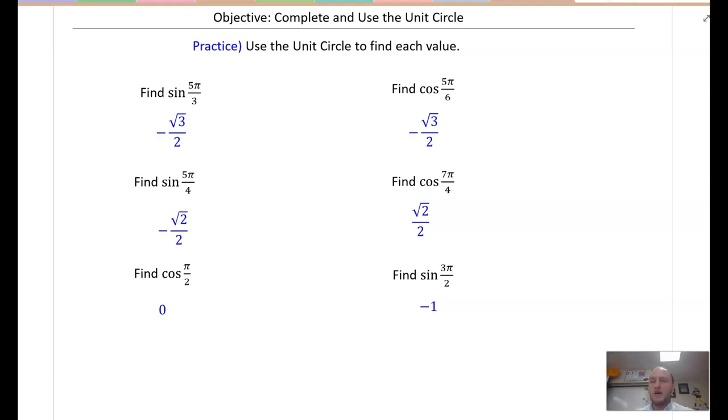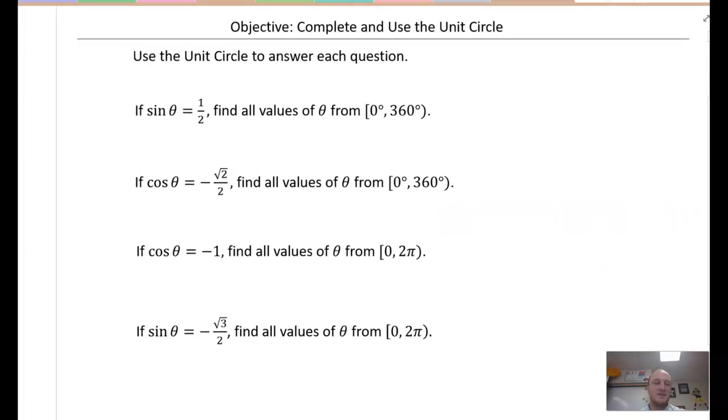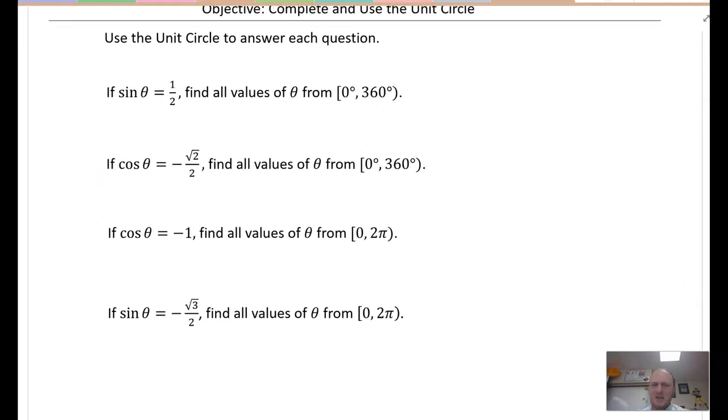Okay, so hopefully you got these. What are some other applications? Well, they'll kind of get crazy on us, and they'll say something like this. They'll say, if sine of theta is equal to 1/2, find all the values of theta from 0 to 360.